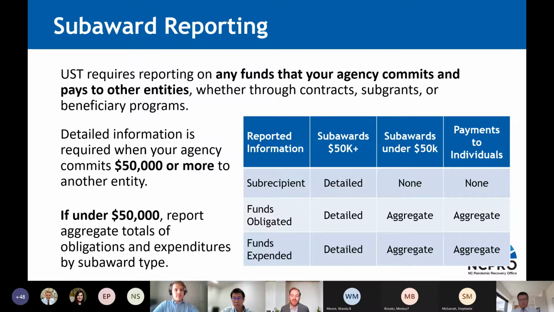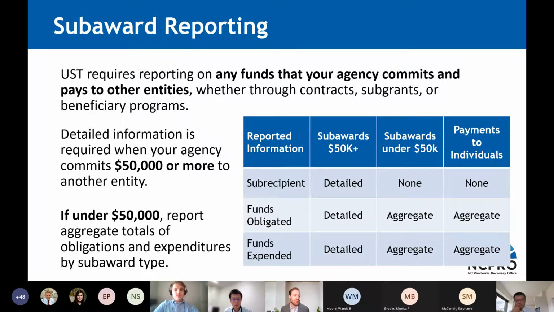Anyone that you are committing $50,000 or more to will need some additional detailed reporting. This is coming from U.S. Treasury. This is a modified version of the FFATA reporting. For those who are familiar with FFATA, it's federal law that is intended to track where federal money goes and how it's spent. So rather than the $30,000 threshold for SFRF, Treasury is using some modified FFATA rules, which increases that threshold to $50,000.